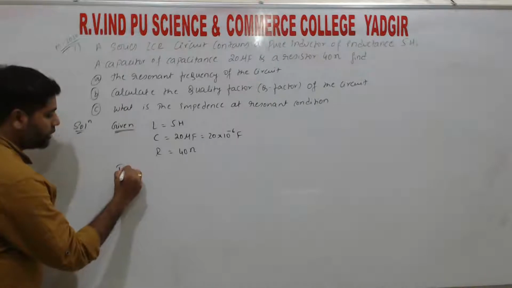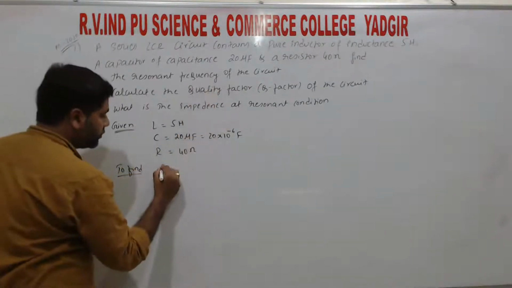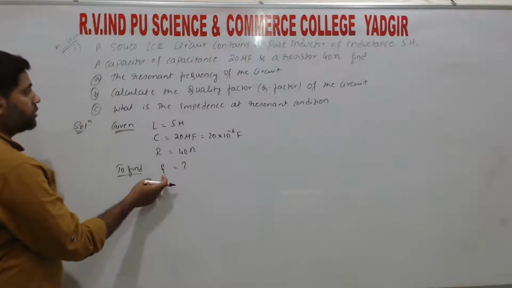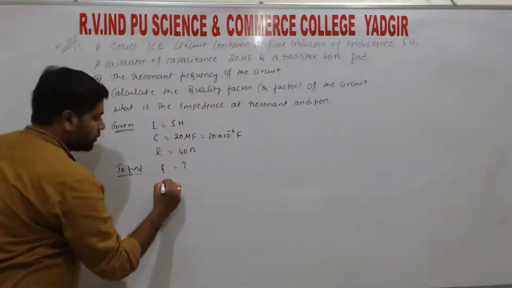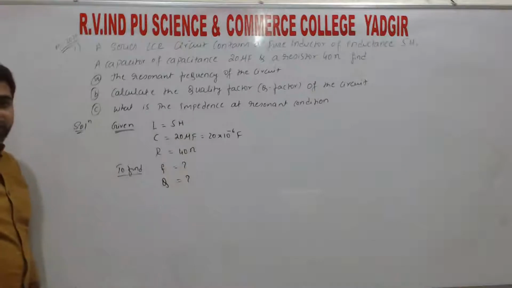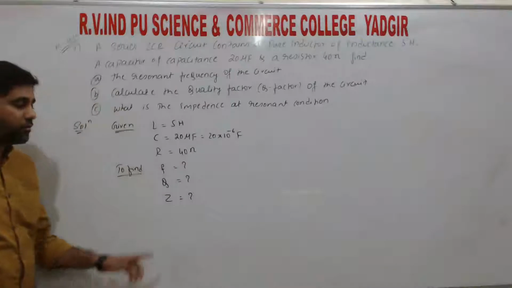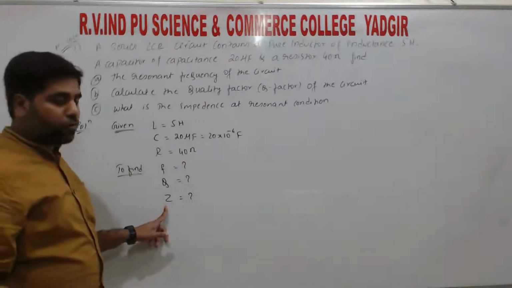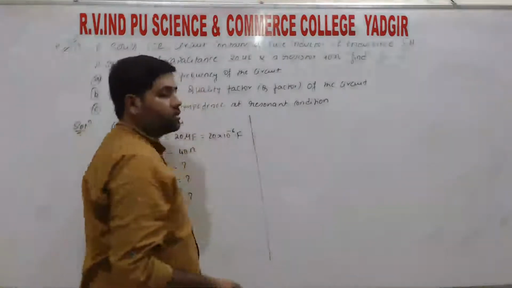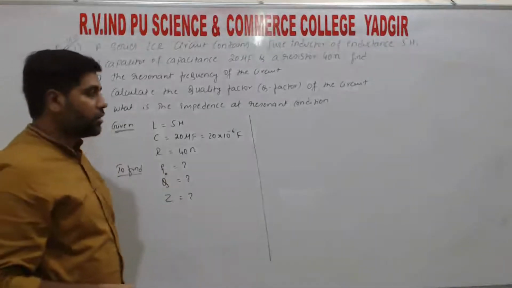So what we need to find? We need to find the resonant frequency F, the quality factor Q, and the impedance at resonant condition. That means we need to find the Z value at resonance, right? So first, the frequency, that is the resonant frequency. Denote that as F naught. F naught is the resonant frequency.